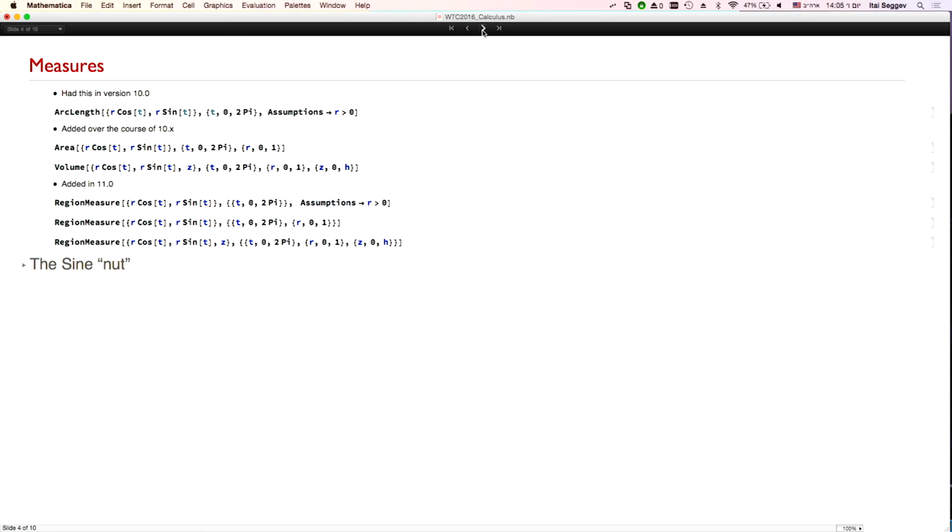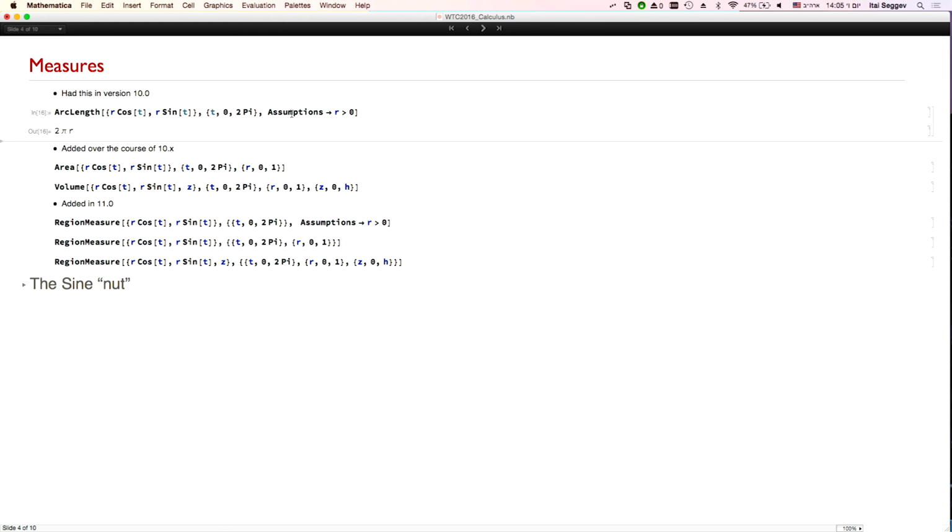Measures. So in version 10, we had arc length, area, volume, and region measure, of which arc length had a special form for parametric formulas. So I have arc length here of r cosine of t, r sine of t as t goes from 0 to 2 pi. And the assumptions are that r is greater than 0. And lo and behold, the arc length of a circle is indeed 2 pi r.